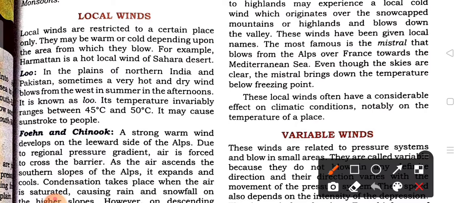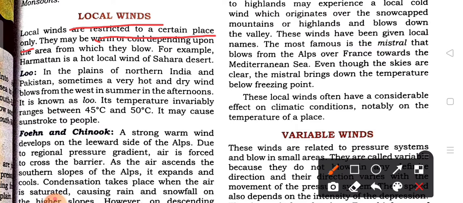Next one we are discussing is the local wind. So what do you mean by local wind? We previously know that certain winds that flow specifically to a particular area in a specific time period are known as local wind. So here it is written that the local winds are restricted to a certain place only. They flow only in a certain region.